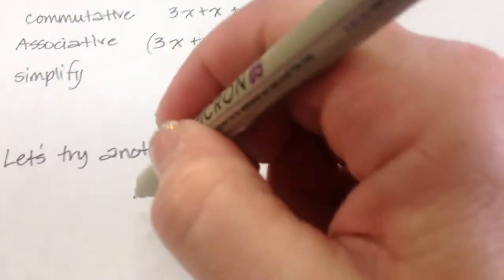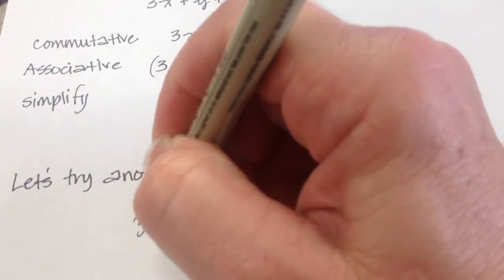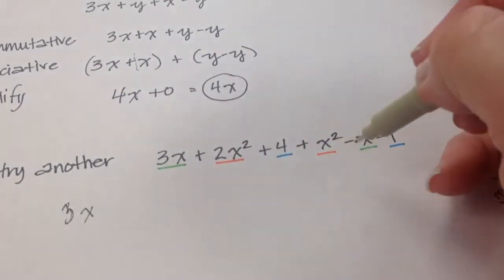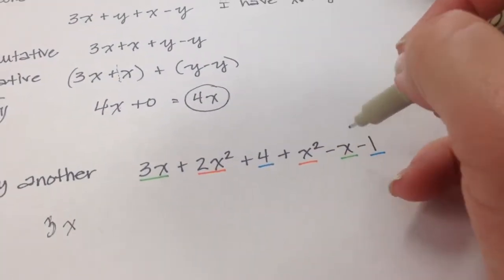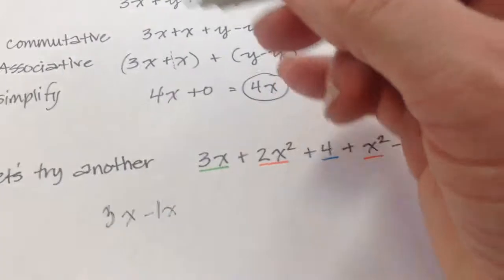All right, so I have 3x minus x. Remember, I could think of that as 1x if that helps my brain.